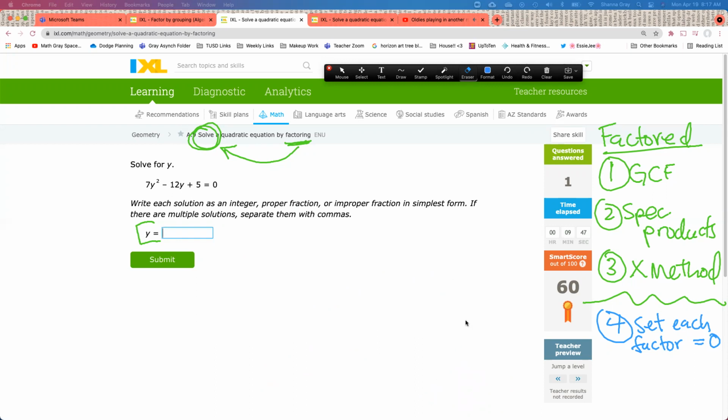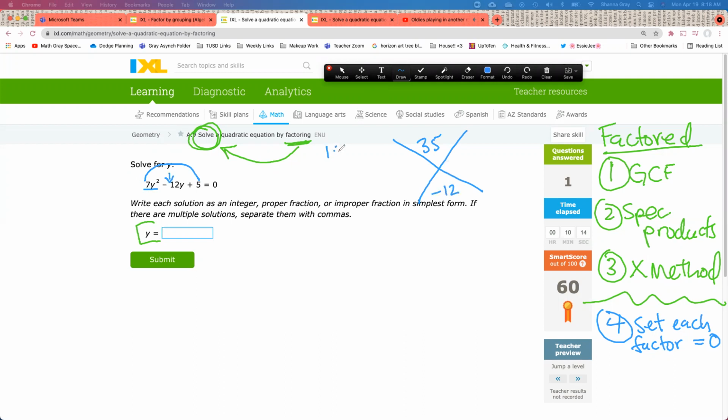Greatest common factor, not for 7, negative 12, or 5. Special products, 7 and 5 aren't perfect squares. So no, I don't have anything like that. So I'm just going to go through the X method then. And I don't have a 1 in front, so this is not going to be one of those cases where I have the shortcut available to me, which is fine. So 7 times 5 means my product is 35. And then my sum here in the middle is negative 12.